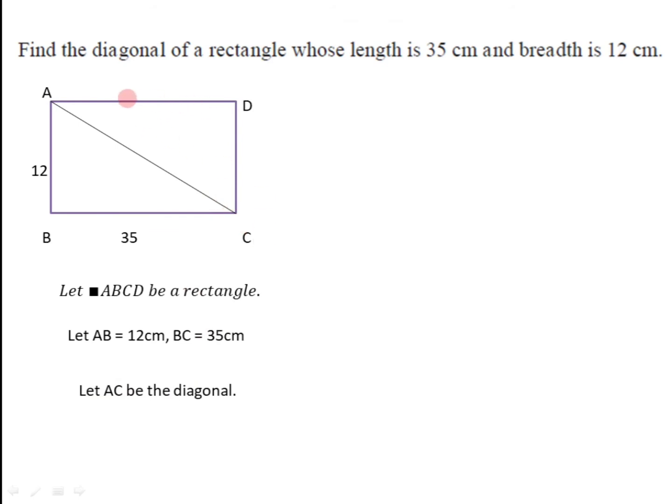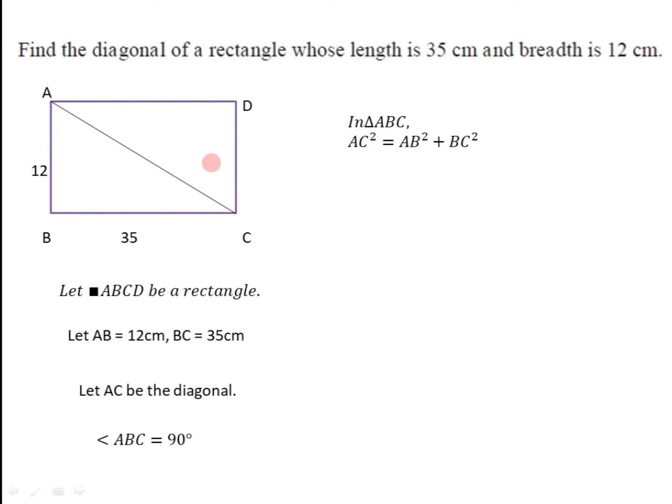Now we know that each angle of a rectangle is a right angle, so we have to use that property. If we consider diagonal AC, this diagonal AC makes two right angle triangles of this rectangle. So triangle ABC is a right angle triangle because each angle of a rectangle is a right angle. So if we consider triangle ABC, in that angle ABC is equal to 90 degrees. So in triangle ABC, we can use the Pythagoras theorem.